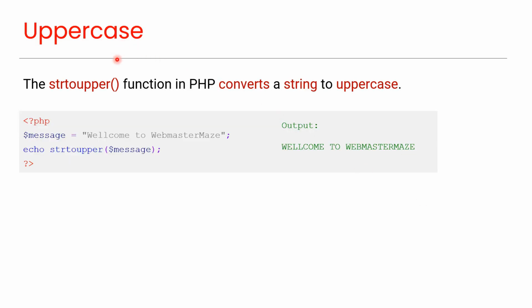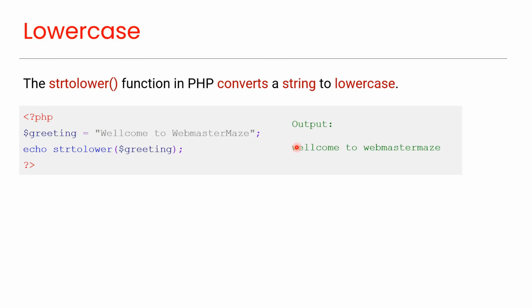Uppercase. The strtoupper function in PHP converts a string to uppercase, as you can see in this code. And you can see the output here. Lowercase. The strtolower function in PHP converts a string to lowercase, as you can see in this code. And you can see the output here.